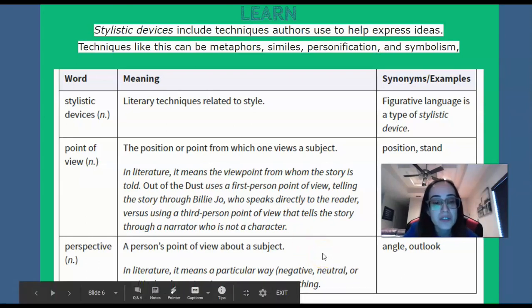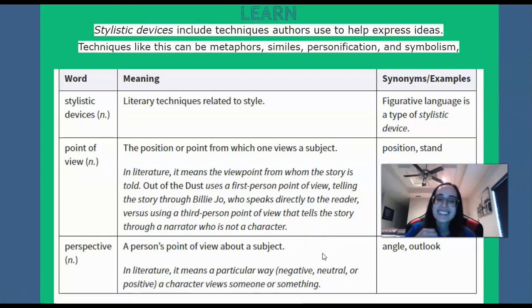Number 3, perspective. Perspective is a little bit similar to point of view, but it is different. So make sure you really pay attention to this next part so you don't get confused in the exit ticket. Perspective is a person's point of view about a subject, about something. So in this case, when it comes to literature, it means a particular way. It can be negative, neutral, or positive, but this perspective is from a character's view of someone or something.